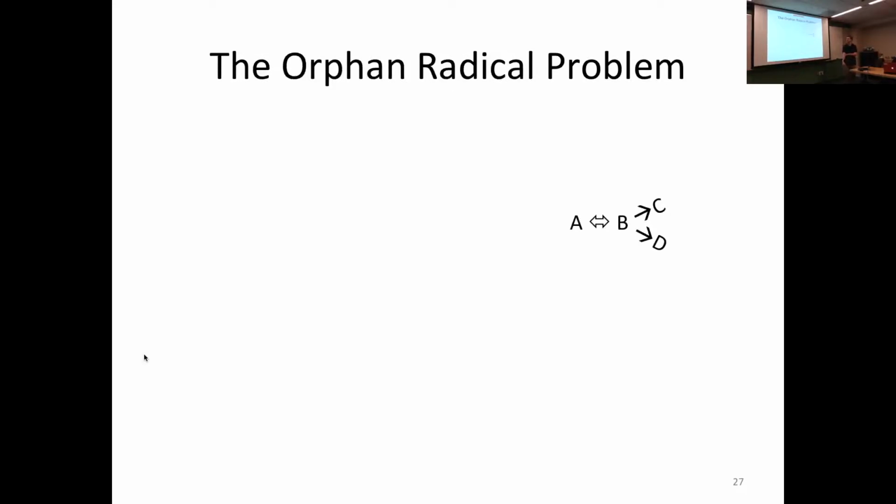So first I'm going to talk about the orphan radical problem, which is the simplest problem. Suppose you have some species A that can react back and forth with B, and B can react to form C and D. And suppose A is in the model. So A is in the model, it gets some flux going to it, and then it forms B. And so the flux of B is high, we add B. And now we look at these two rates. Suppose they're about the same rate.